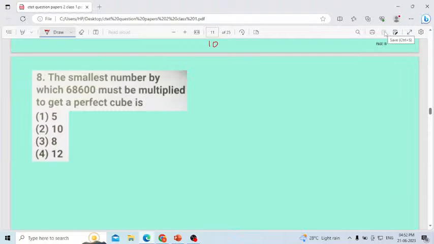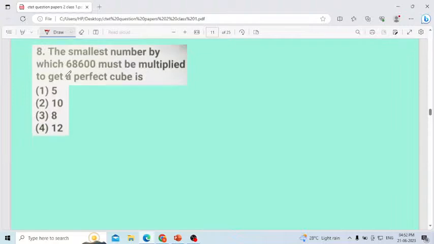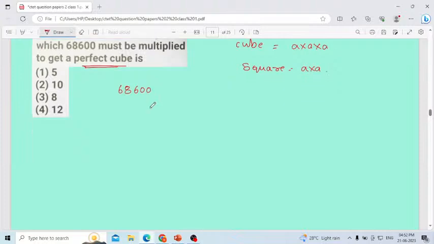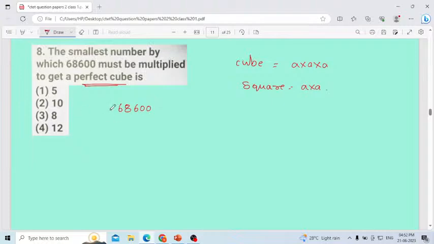Next question will be easy. The smallest number by which 6860 must be multiplied to get a perfect cube. Cube means you have to multiply the same number 3 times. Square means you multiply the same number 2 times. That is the meaning of cube and square, correct? Then here the regular method only you have to follow when you want to find the perfect cube and also perfect square. I will consider the smaller number only.